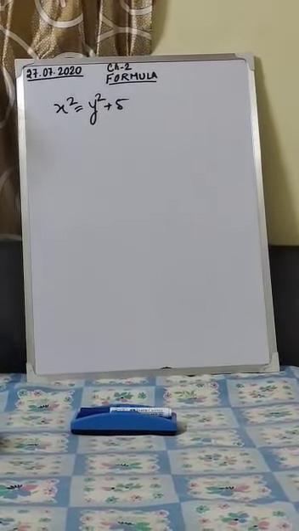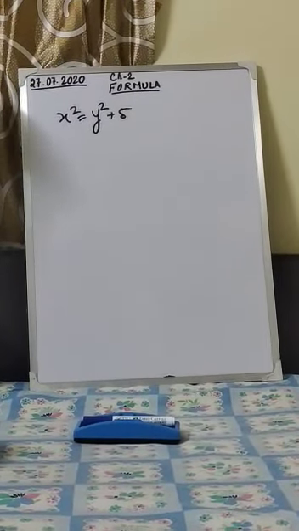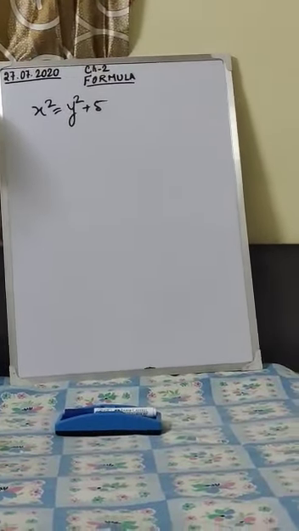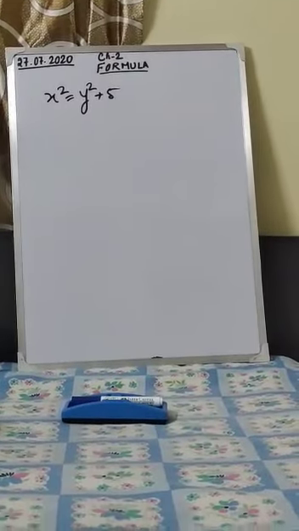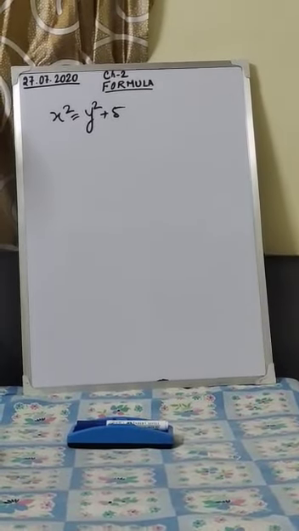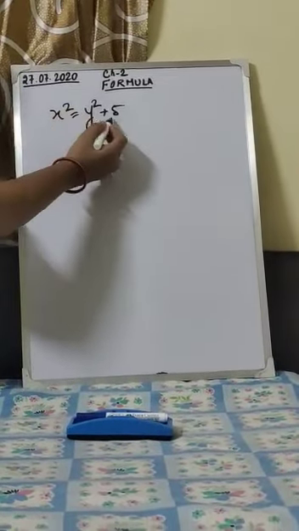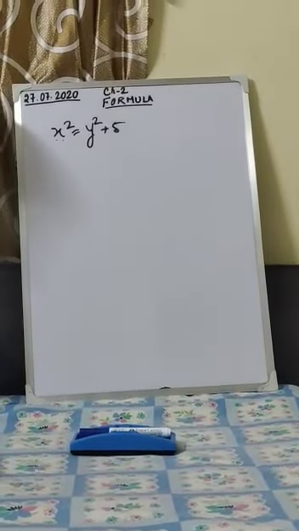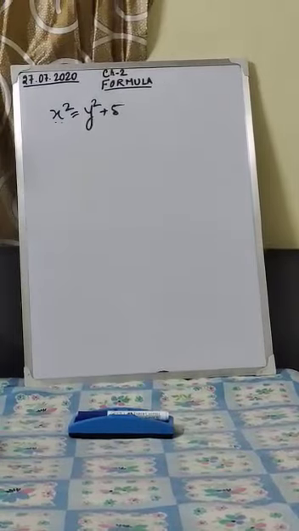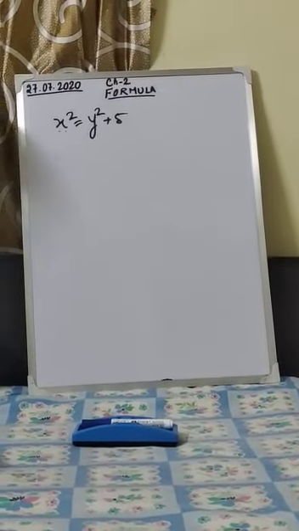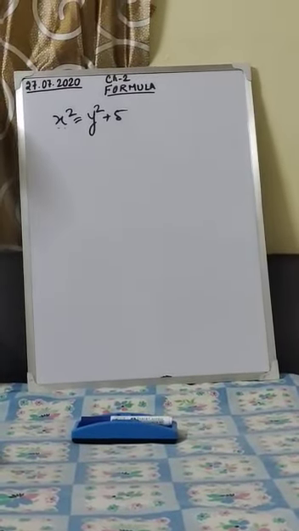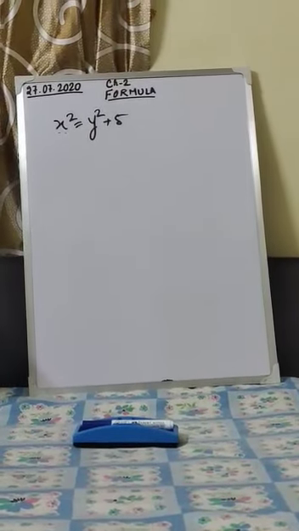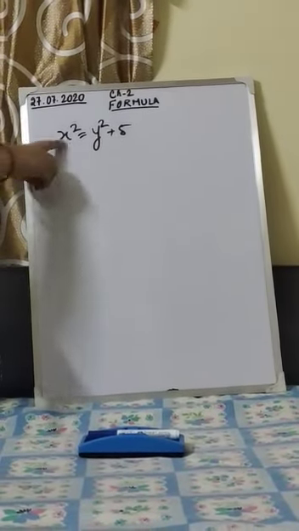Now, a formula is an equation which expresses the relationship between two or more quantities. Say, this is the relationship between x and y. So, formula means what? It's a relationship between two or more quantities. In a formula, the mathematical quantities are expressed by letters.